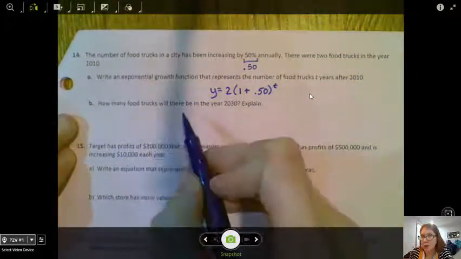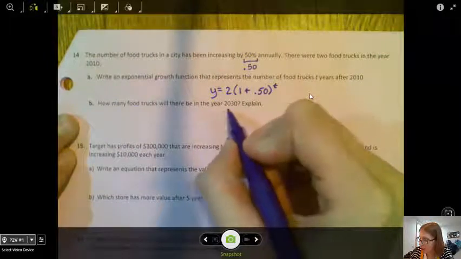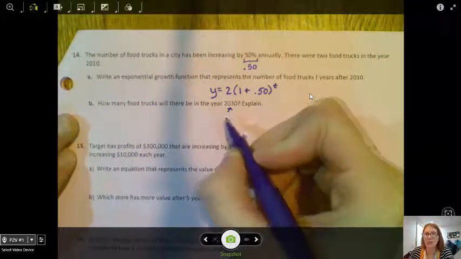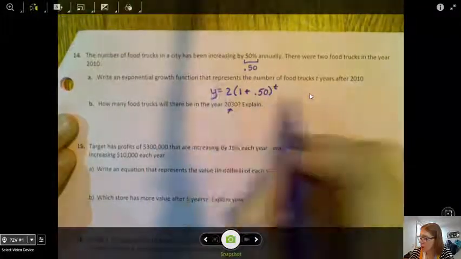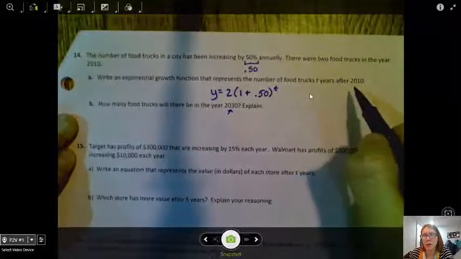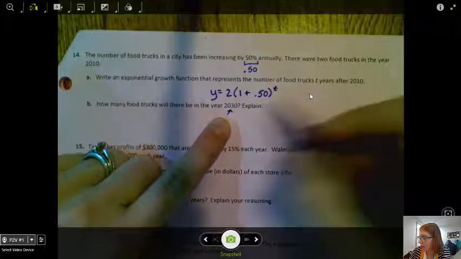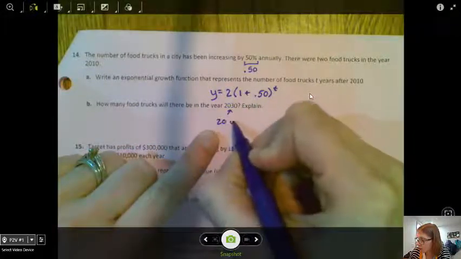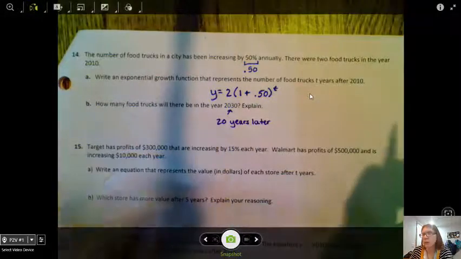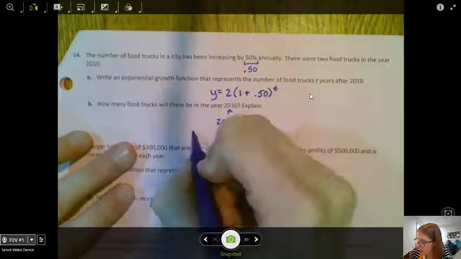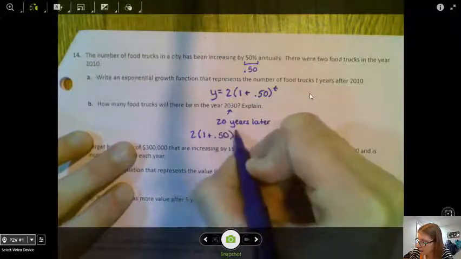Part B asks, how many food trucks will there be in the year 2030? Well, I need to figure out what I am going to plug in for t in my equation. It says t is the number of years after 2010. 2030 is 20 years later. So what I need to do is take my equation up here, take 20 and plug it in where t is.